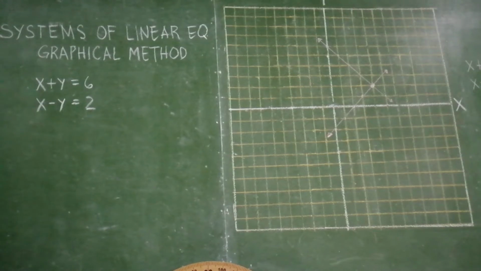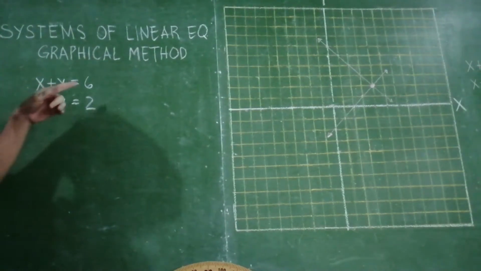So shall we just show these two equations on the board? x plus y equals 6 and x minus y equals 2. We'll just have an example because the graphical method is not so suitable when you have bigger numbers. These are only good for showing when you have small numbers. So shall we show it on the board? So x plus y equals 6.